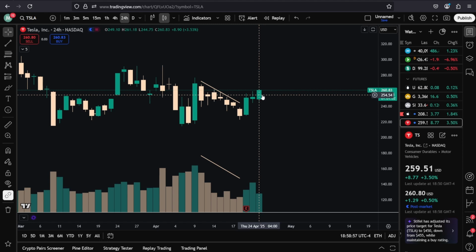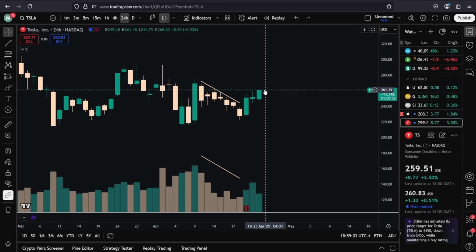We had another 3.5% expansion. What I'll be looking for tomorrow, Friday, April 25th, is a further expansion. Probably going to go test those Wednesday highs at 277. This is just how Tesla moves. It's extremely volatile. It likes to move $10, $13 in a day. So 277 is well on the table for Friday, April 25th.